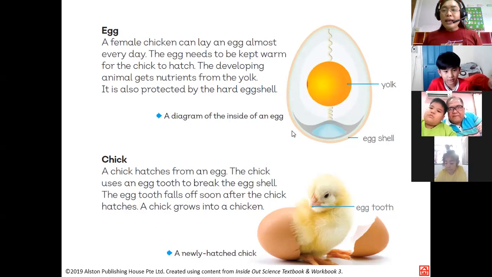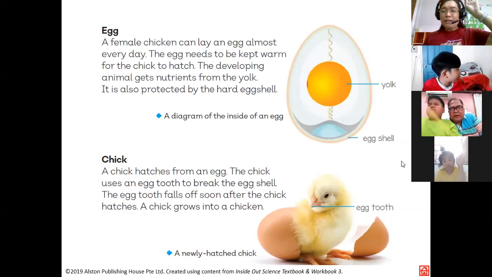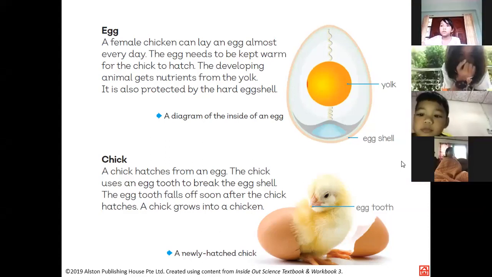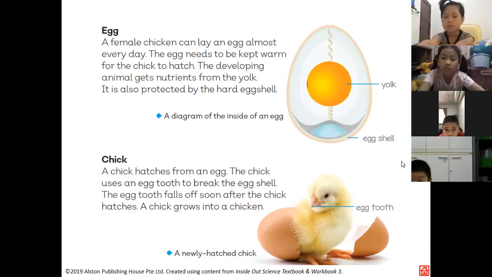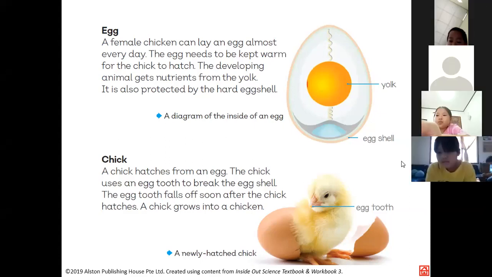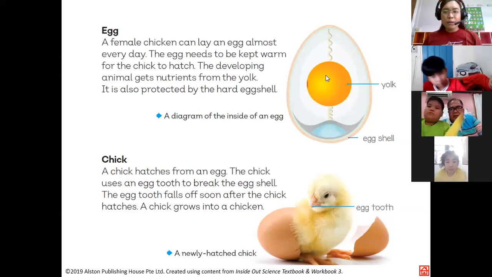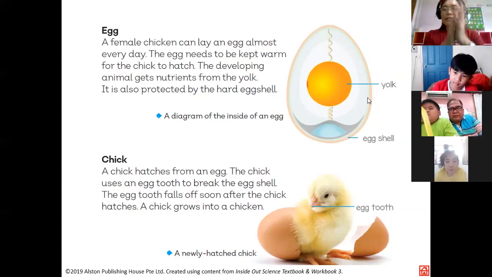Now, who would like to tell me the part of the egg? Anyone? Raise your hands. I'm gonna call. No one is raising hand. I only see Kaimu. Okay, Kaimu, what is this part? Yolk. This one. Egg white. Very good. This one. Egg shell. Wow, very good.